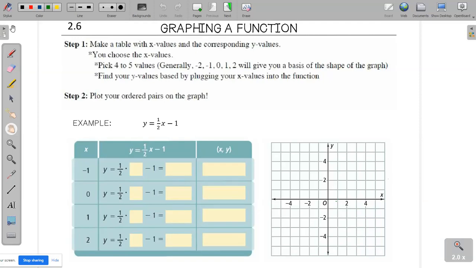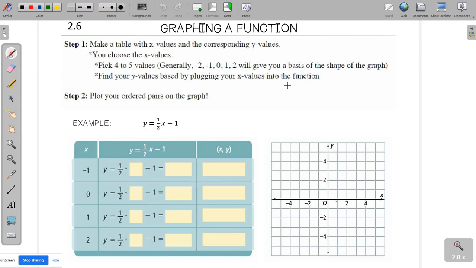Today we're going to be looking at graphing a function. So the first thing we are going to do is make a table with x values and the corresponding y values. So you need to choose whichever x values you want. You need to pick 4 to 5 values that will give you a basic shape of your graph.